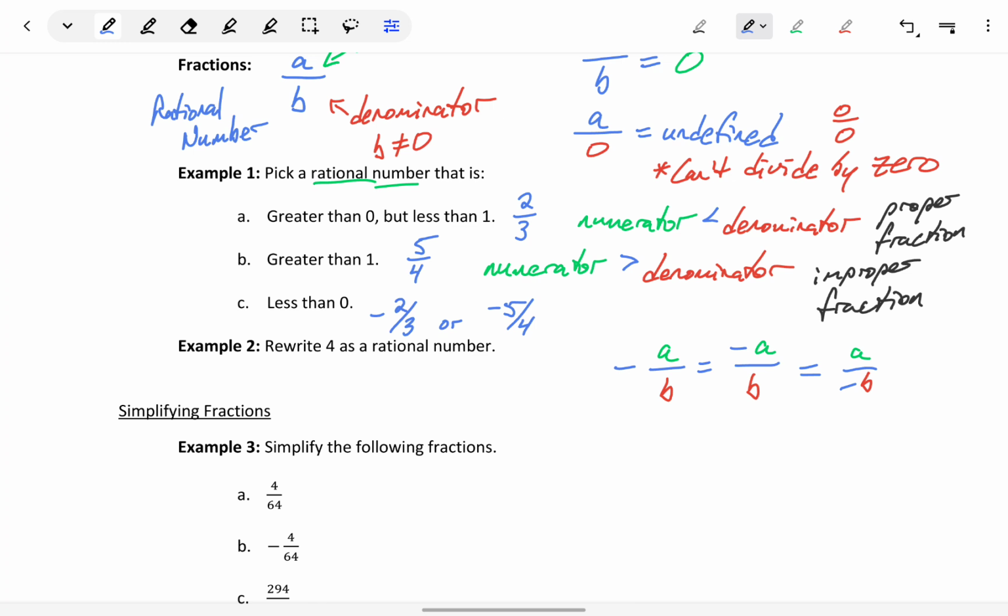And then in example 2, we're asked to rewrite 4 as a rational number. So 4 is a whole number, a natural number, an integer, but we can take any integer value and turn it into a fraction simply by putting it over 1. Because 4 divided by 1 is exactly equal to 4, so we can always move back and forth between that integer notation and rational number notation if it suits our purposes in a particular problem.